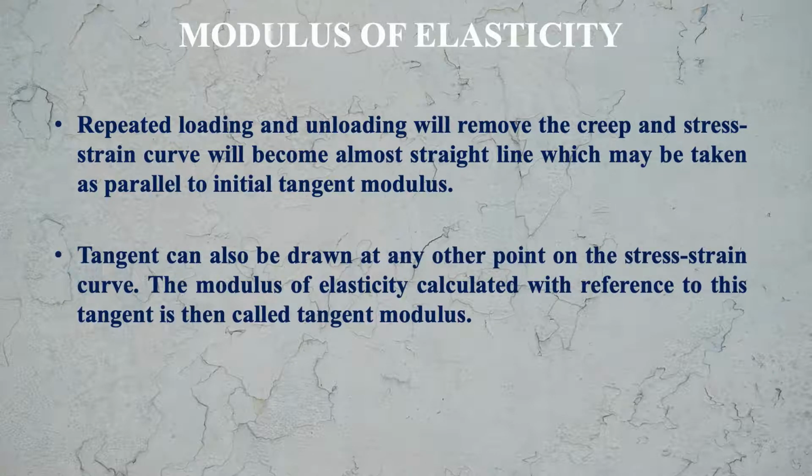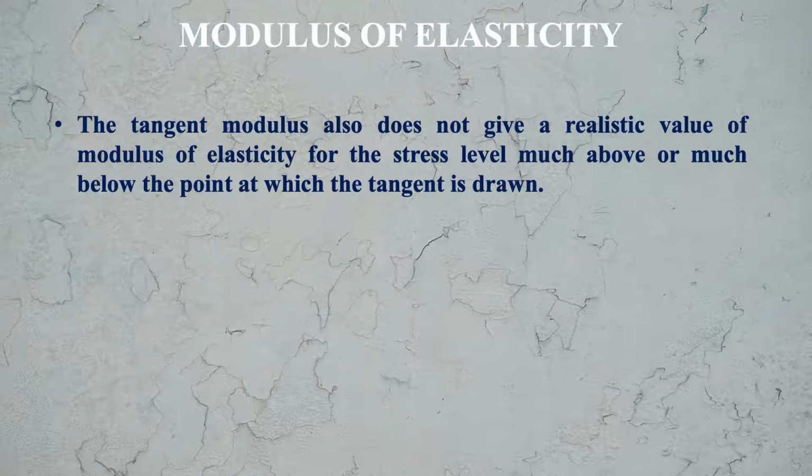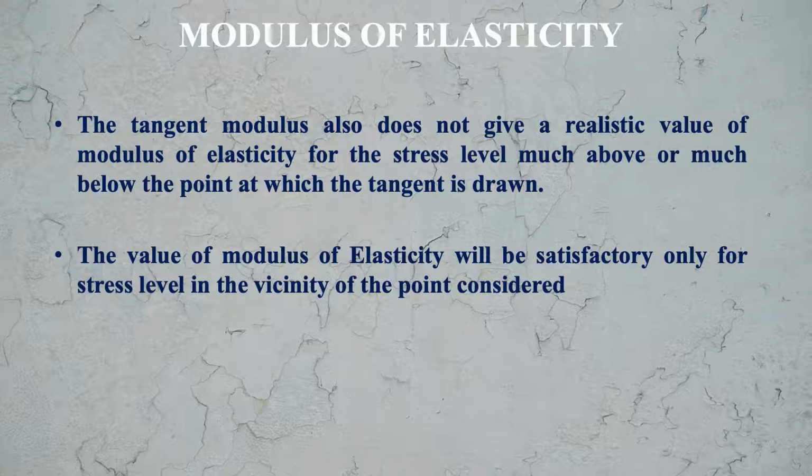The tangent can also be drawn at any other point on the stress strain curve. The modulus of elasticity calculated with reference to this tangent is then called tangent modulus. The tangent modulus also does not give a realistic value of modulus of elasticity for the stress level much above or much below the point at which the tangent is drawn. The value of modulus of elasticity will be satisfactory only for a stress level in the vicinity of the point considered. This is the limitation.